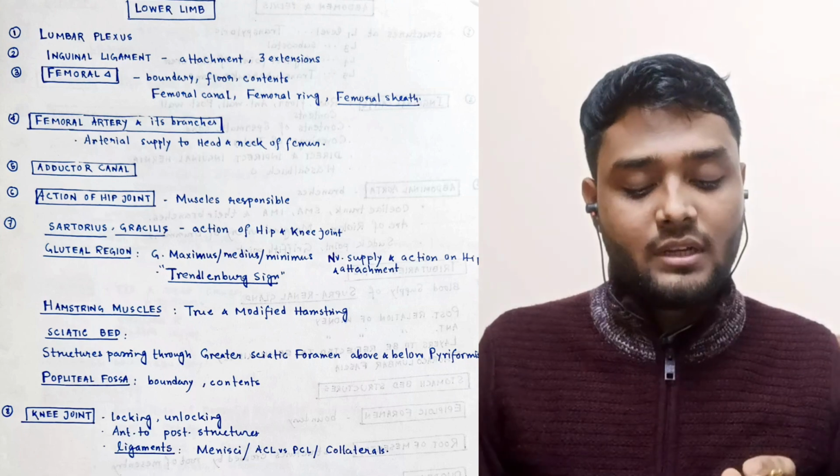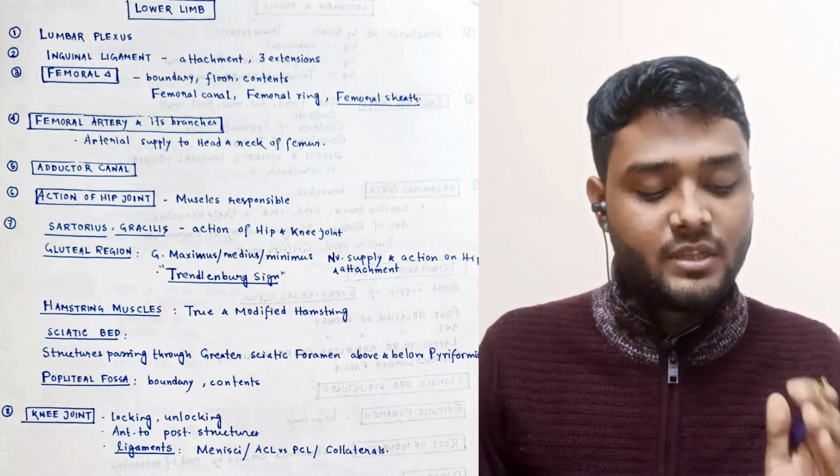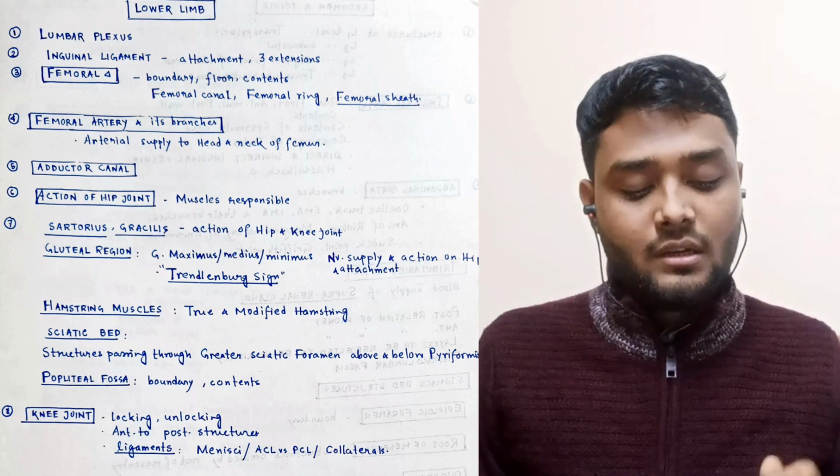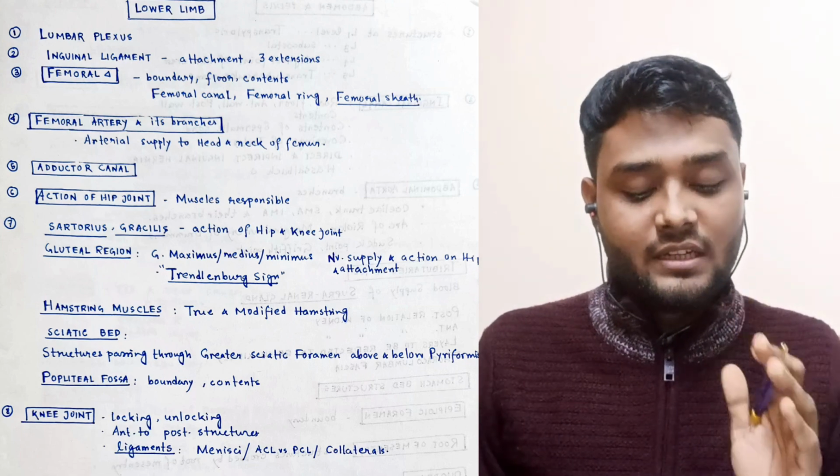Gluteal region. In the gluteal region, read about the gluteus maximus, medius, minimus, their nerve supply, action on the hip and their attachment. Also read the Trendelenburg sign. This is clinically very important.